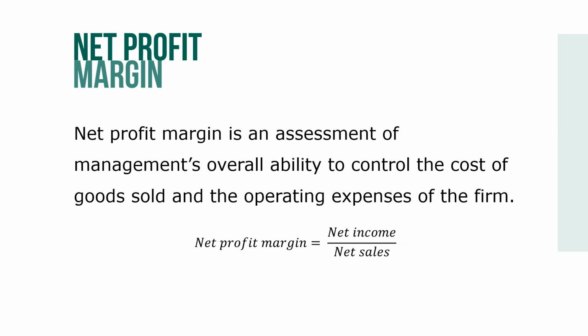Net profit margin is an assessment of management's overall ability to control the cost of goods sold and the operating expenses of the firm. This ratio is the bottom-line score of a firm's profitability and is one of the most important and most frequently used ratios. Net profit margin can be calculated either before or after income tax. As with gross profit margin, it's expressed as a percent, where net profit margin equals net income over net sales.